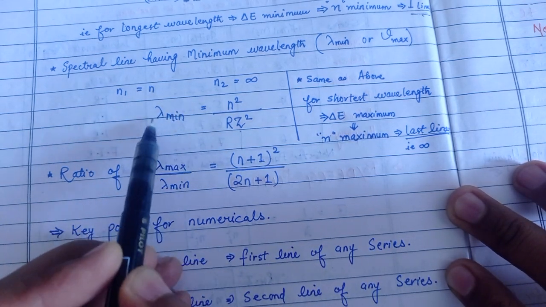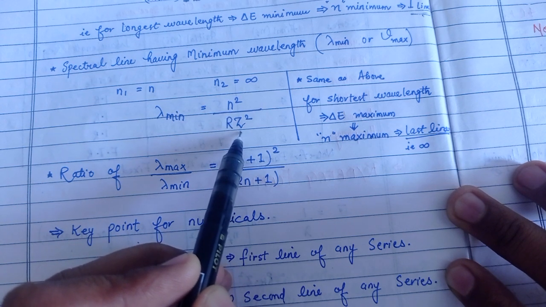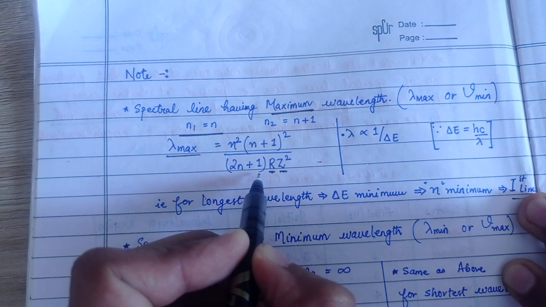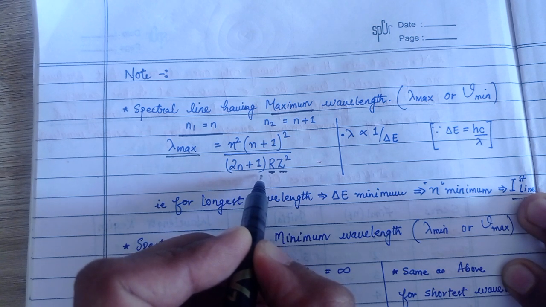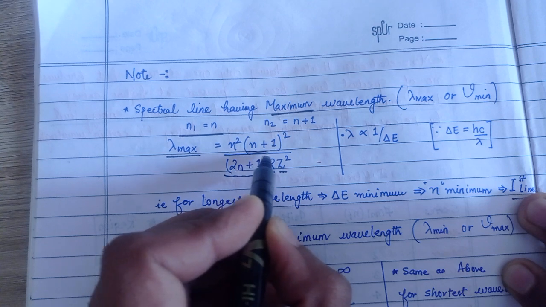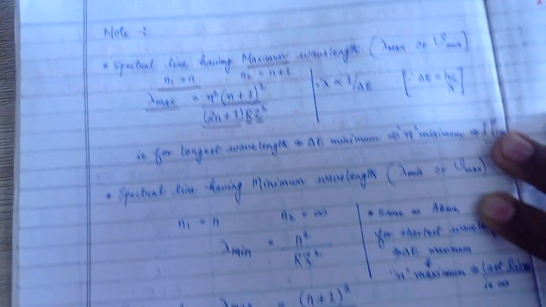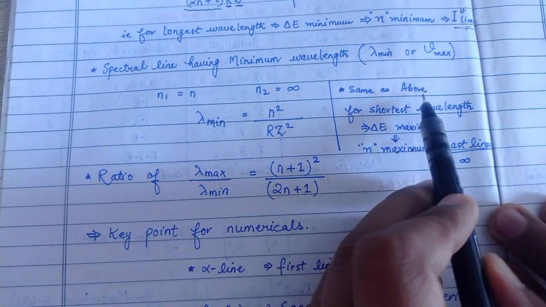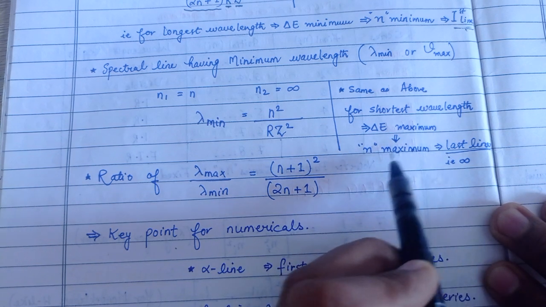So while putting all these values, you will get n square Rz square. It means both the formulas are relatable. If you want to calculate the maximum wavelength, use the whole formula, and if you want to calculate the minimum wavelength, replace this term in the bracket. If you remove this term, then you will get the formula to calculate the minimum wavelength. Same as above, for the shortest wavelength, delta E or the change in energy is maximum.